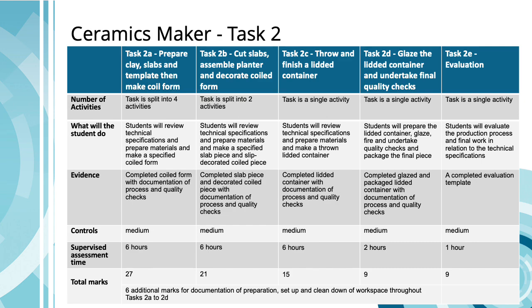Task 2A, prepare clay, slabs and template, then make coil form, is split into 4 activities split over 6 hours for 27 marks. In this task, students will review technical specifications and prepare materials and make a specified coiled form.